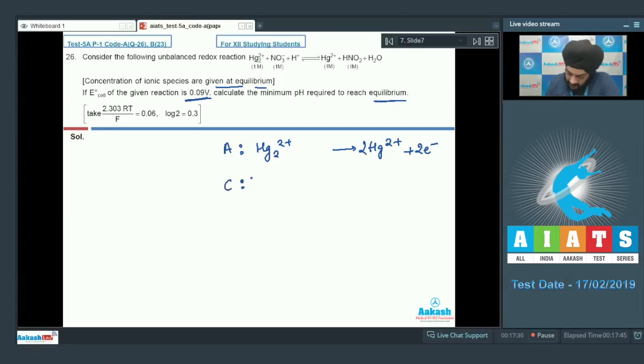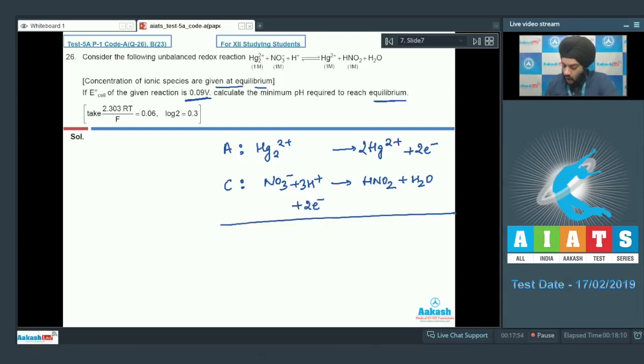If we talk about the cathodic reaction, we have the nitrate ion converting into HNO2. We can balance oxygen first. We'll have H2O, and 3 H+ ions on the left in order to balance the hydrogen atoms. And for the charge balance, we have to add 2 electrons on the left hand side as well. So the overall reaction is Hg2 2+ plus NO3- plus 3H+ giving us 2 Hg2+ plus HNO2 plus H2O.